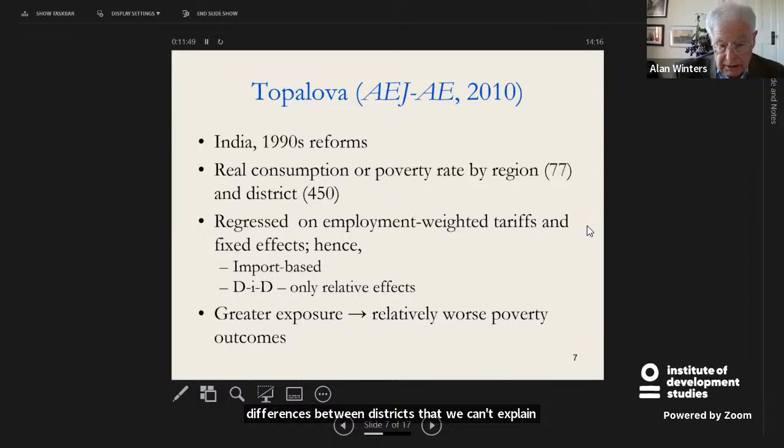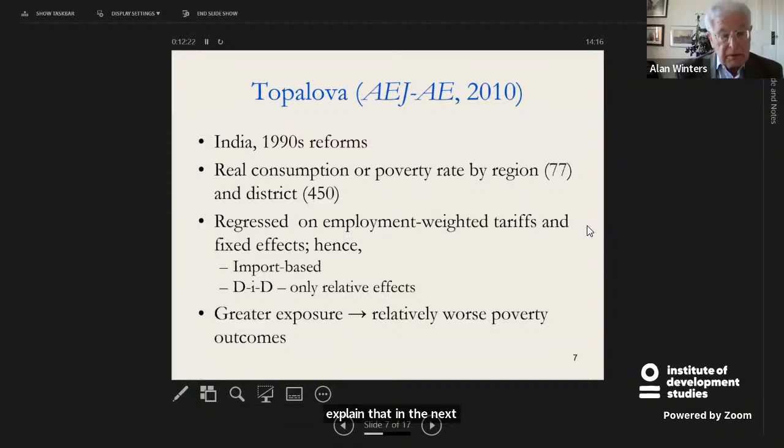Two things to say about this study. First, it's based on exposure to imports. And secondly, it is what we call a difference in difference study. It's looking at the difference over time, over the reform, and comparing those differences between different districts and different regions. And one of the effects that means in the results is you get relative effects, not absolute effects, and I'll explain that in the next slide.